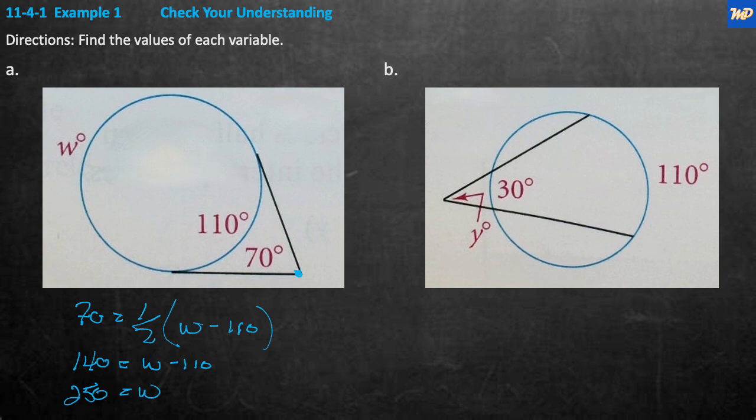Let's do B. B is basically the same thing, except we don't know Y. So we're going to say Y is equal to 1/2 of 110 minus 30, because it's an external intersection of these two chords or rays. They're external. So because of that, we're going to have 2Y is equal to 110 minus 30, which is 80.